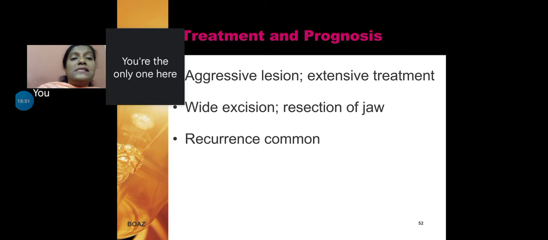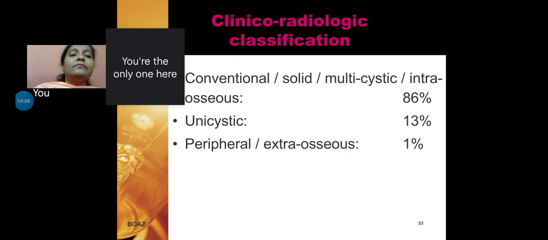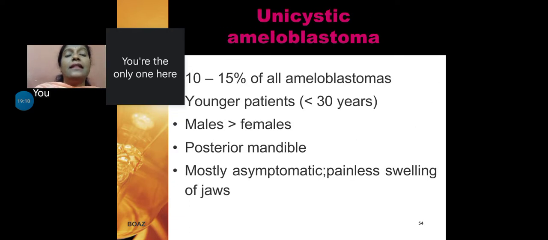Treatment and prognosis: aggressive lesions, that require extensive treatment, wide excision, resection of the jaw may be required. Recurrence is quite a common feature, especially with the granular cell variant. Now moving on to the next category, that is the unicystic ameloblastoma. 10 to 15% of cases, a very small proportion of cases of ameloblastoma, tend to be unicystic ameloblastoma.